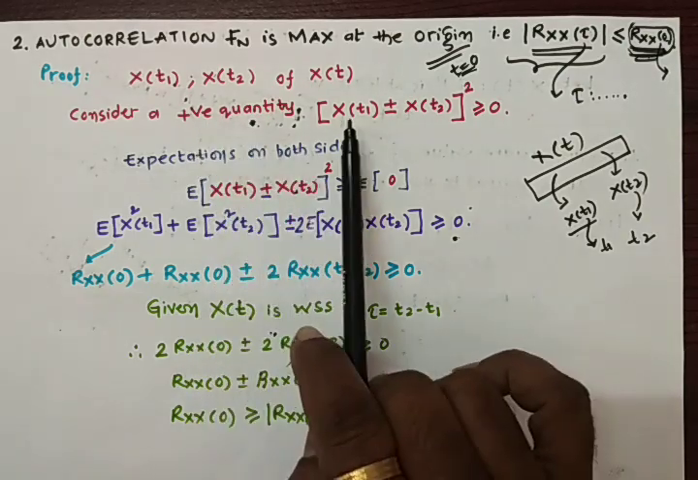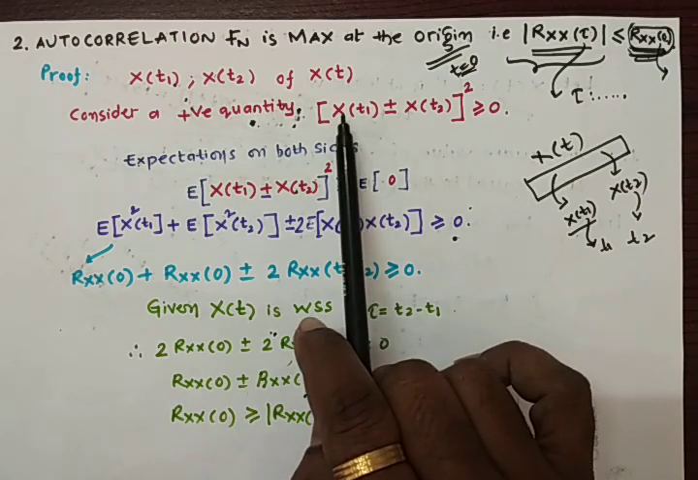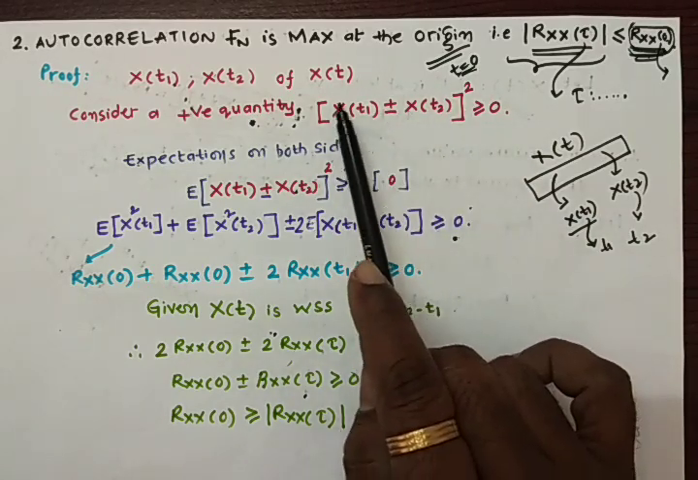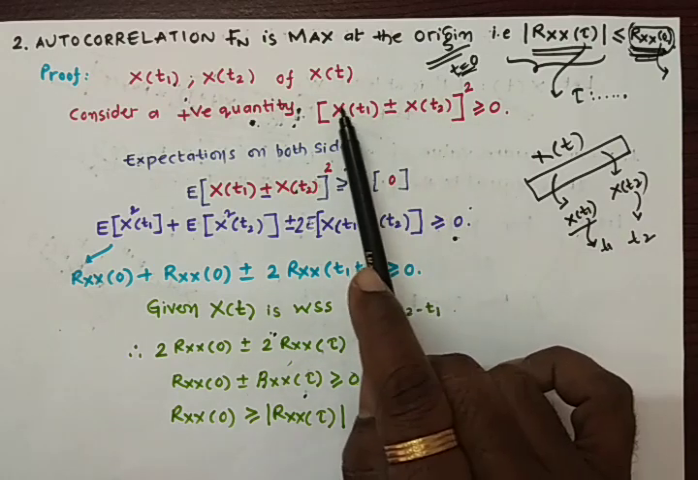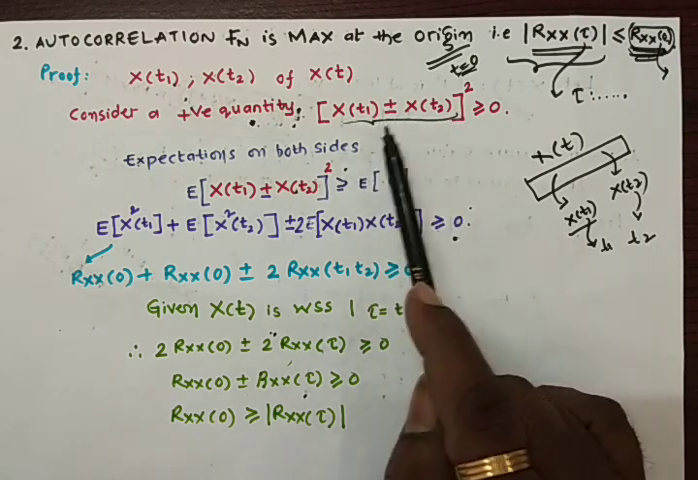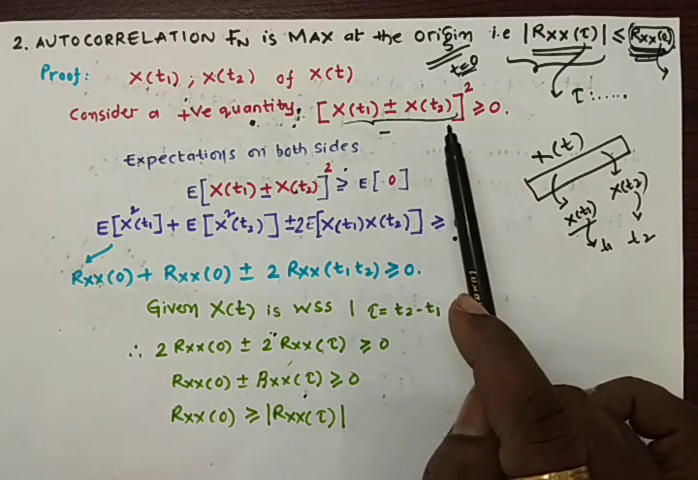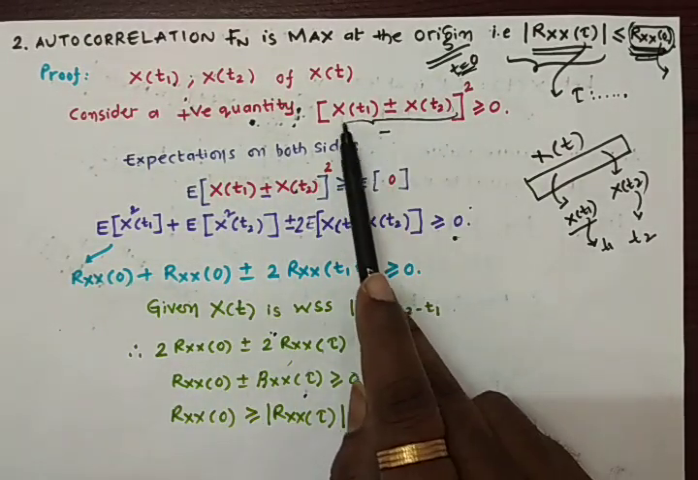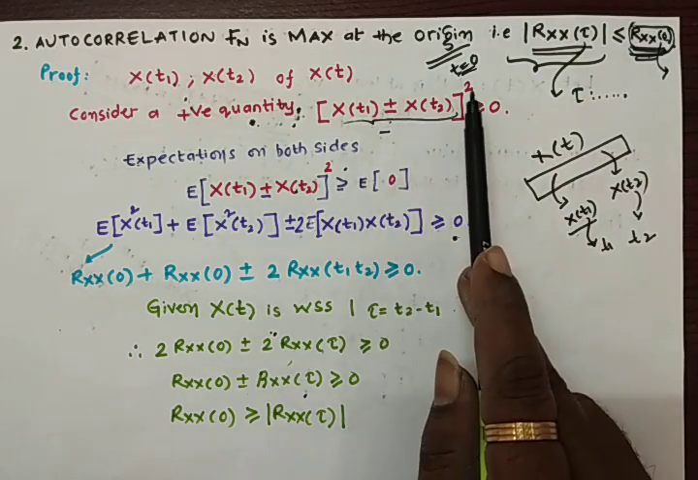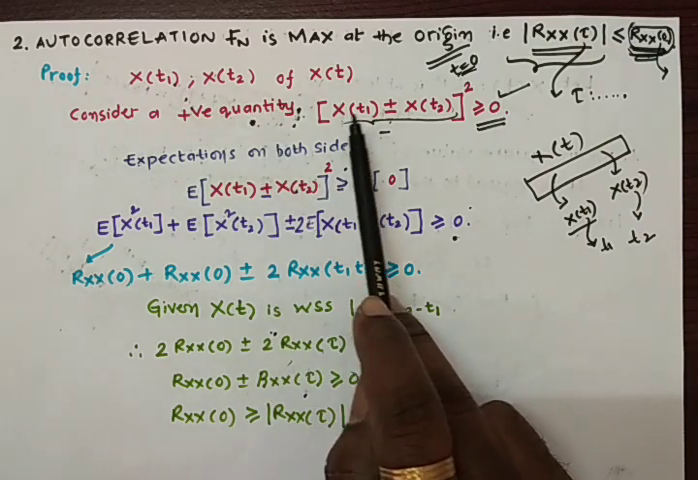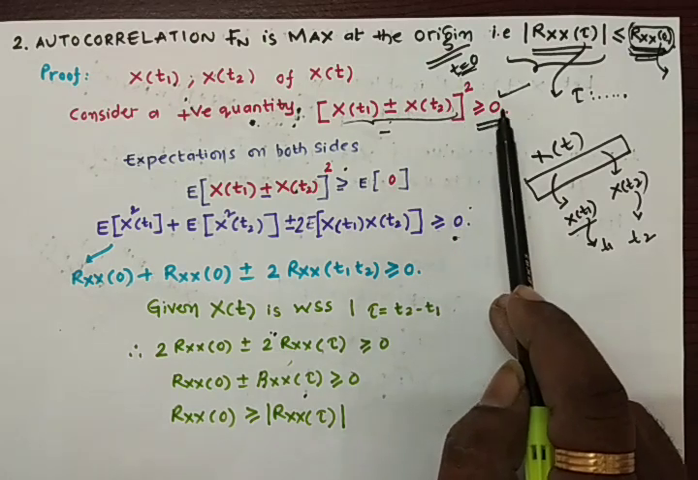Consider a positive quantity, so I am squaring this one. Consider x of t1 plus or minus x of t2 and whole square, and this will be positive only. If x of t1 plus or minus x of t2 is positive, the square will be positive only. If we get this as negative, the square will again be positive only. Whether the term inside the bracket is positive or negative, its square will be greater than 0 only. So consider the positive quantity, x of t1 plus or minus x of t2 whole square, which must be greater than or equal to 0.